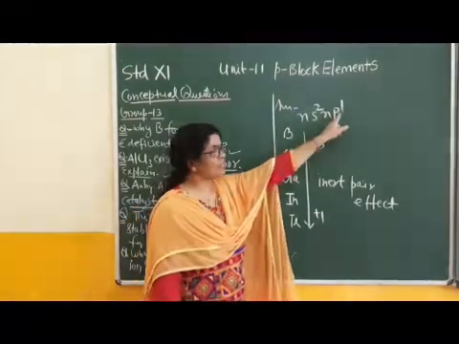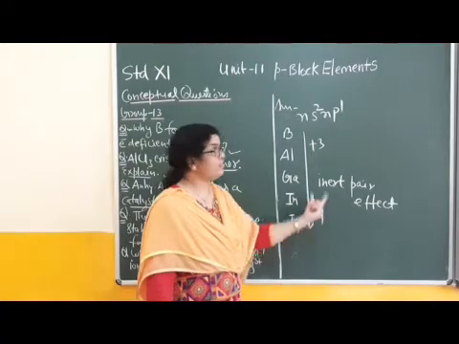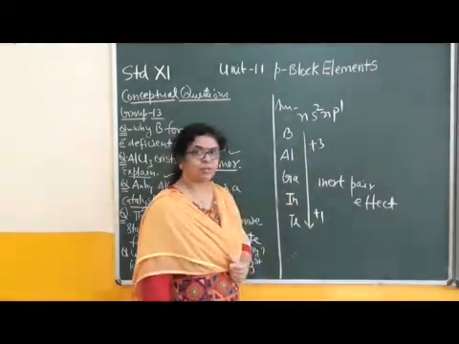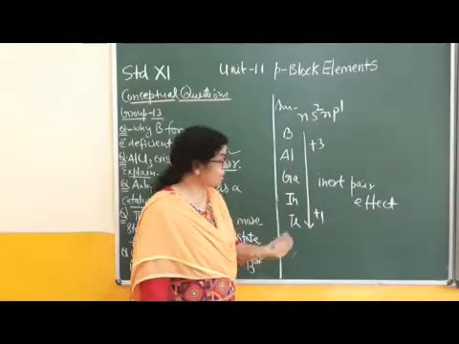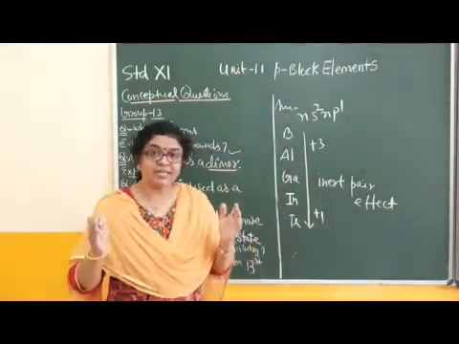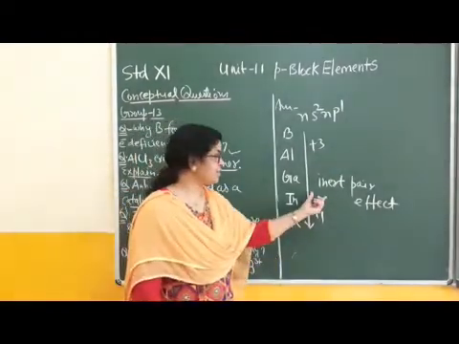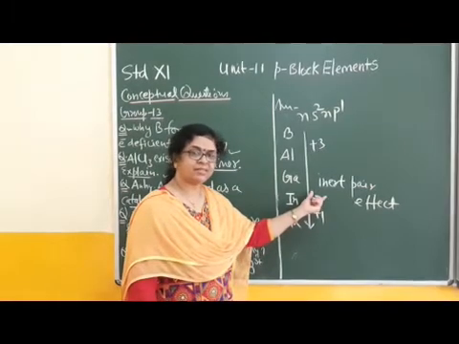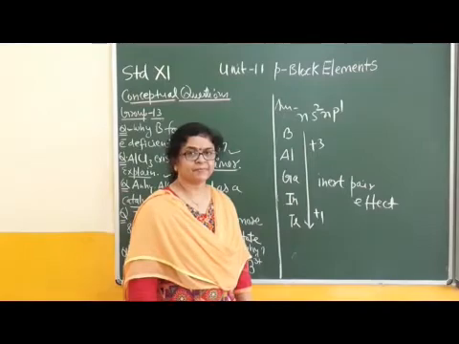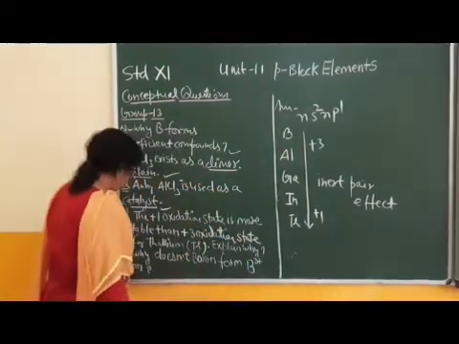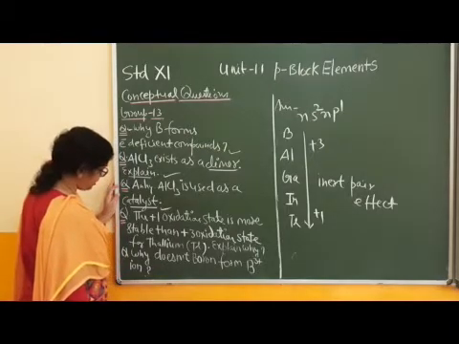When only one electron is removed, what is the oxidation state? +1. When s and p electrons are removed, what is the oxidation state? +3. And what is the cause of the inert pair effect? Increasing effective nuclear charge. Right? This increasing effective nuclear charge increases the stability of the +1 oxidation state. Next one, why does boron not form B3+ ion?